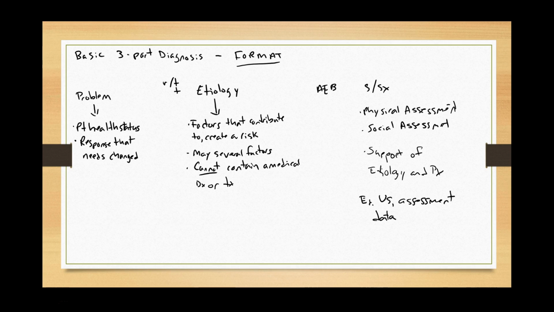But this format is what you're going to use routinely for any type of three-part diagnosis that you're going to write. And again, you have to have all three of these segments to have an actual three-part diagnosis, and this is going to be your expectation. So you have problem related to an etiology as evidenced by your signs and symptoms. What is telling you that there is a problem? What are you using to support your other two segments?